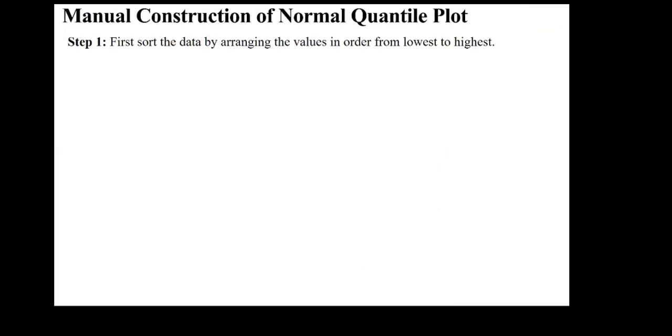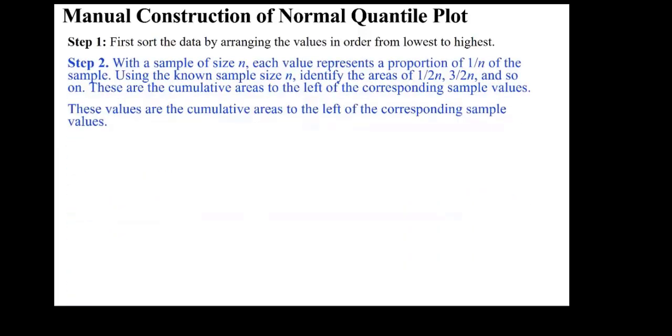All right, so manual construction of a normal quantile plot. How do we do that? Because I want to quickly look at one simple example to have an idea how this works. The first step is to sort the data, ranking them, if you will, from small to large. Here's the second one. With a sample size of n, each value represents a proportion of 1 over n of the sample. Using the known sample size n, identify the areas of 1 over 2n, 3 over 2n, and so on.